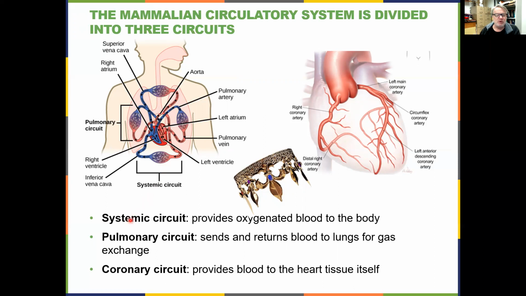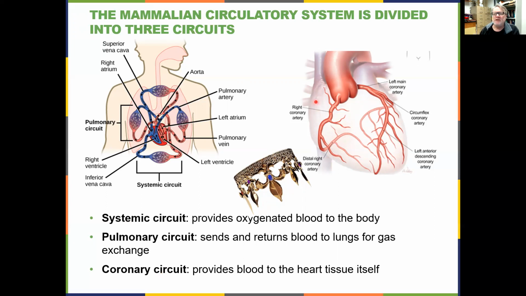Those two make up what we referred to in the previous lecture as the double circulation system. But we can also talk about some other circuits too, and one of the prominent ones is the coronary circuit, which technically is just a subset of the systemic circuit. The coronary circuit is how we actually provide oxygen to the heart itself.